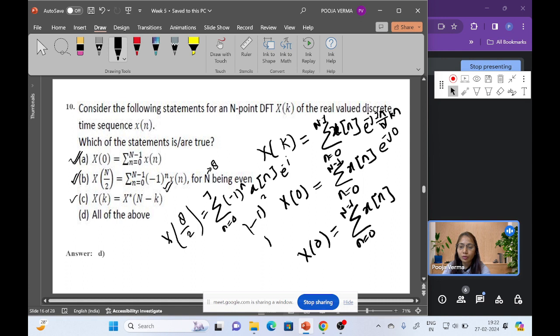And you know that option C, X of k is equal to X conjugate of N minus k, this is the conjugate symmetry property. We have solved so many problems related to this property. So this one is also true. That means all of the above statements are true. So option D is the correct answer.